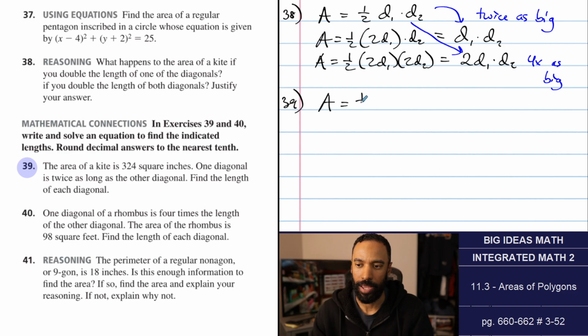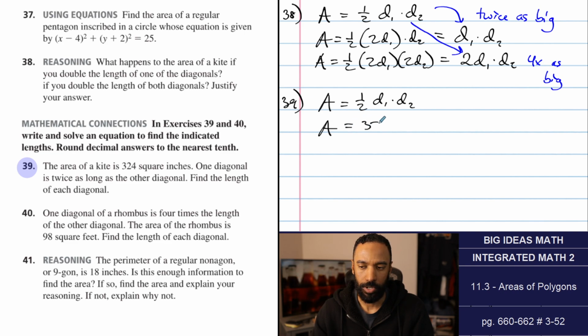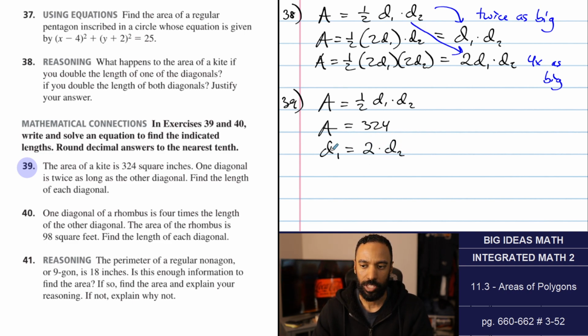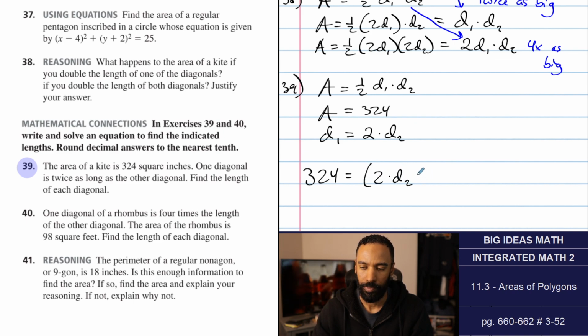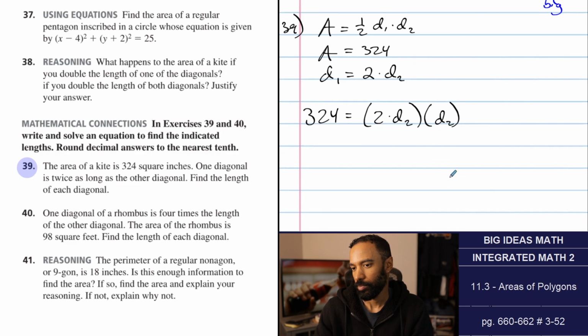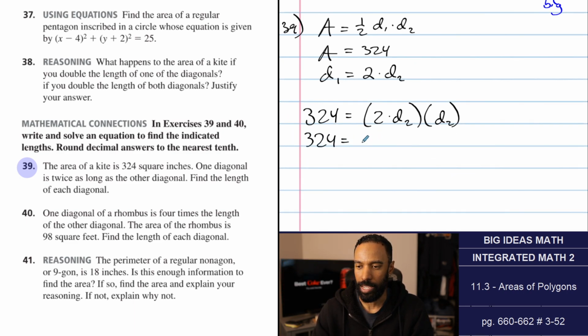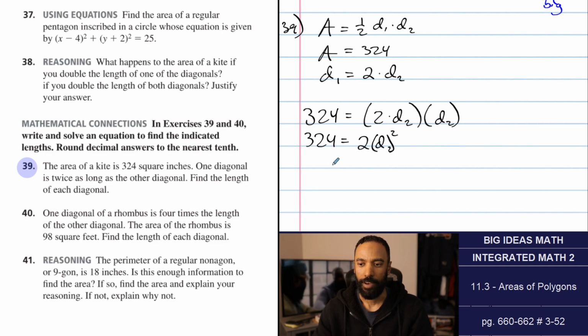Okay, let's go back to our area. Area is 1/2 d1 times d2. Now our area is going to be 324. And let's say one diagonal is twice as long as the other. So d1 is twice as much as d2. So now I can re-express d1 in terms of d2 and just go off that. So 324 equals, instead of d1, I'll do 2 times d2 times d2, or 324 equals 2 times d2 squared. I know that looks weird. Let's put in parentheses if that helps. We're squaring that. Divide both sides by 2, you get 162.